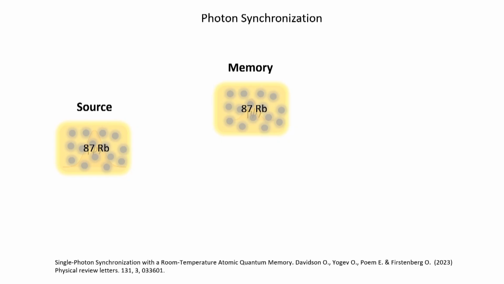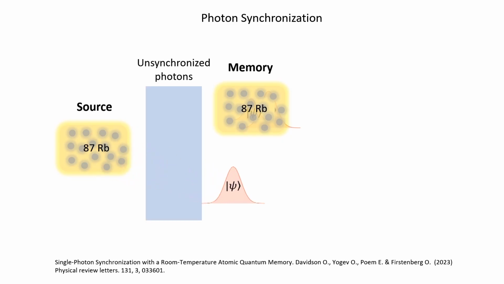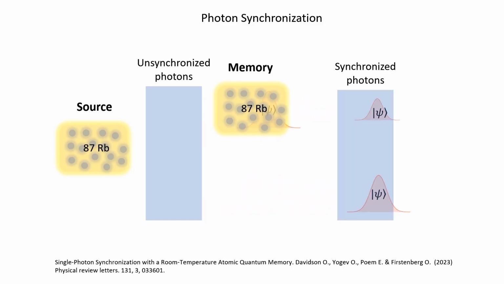So let's see the process. Once I generate a photon from the source, I store it into the memory. Now, when I detect the other photon at some random time, I send a trigger to the memory that says release now the first photon which was stored here. So in that way, I can create a synchronization and I can get both the photons at the same time. So this is a simple scheme of what we are doing in the lab.